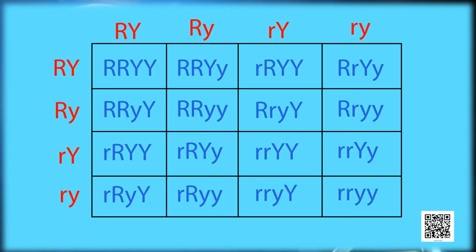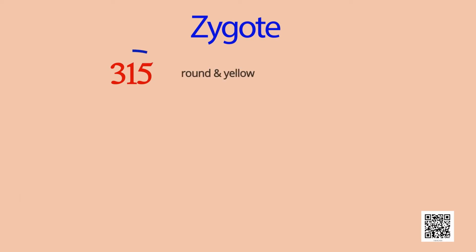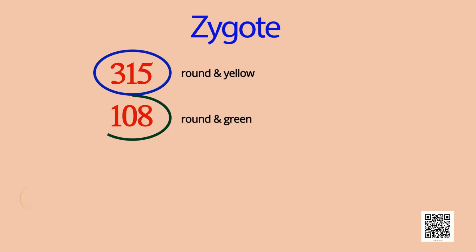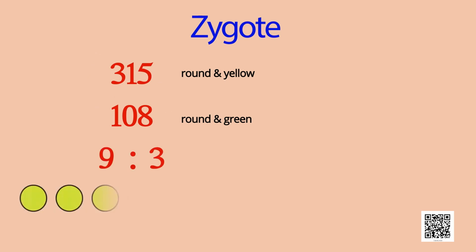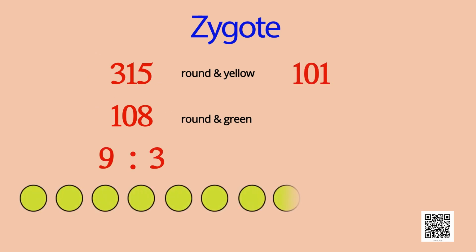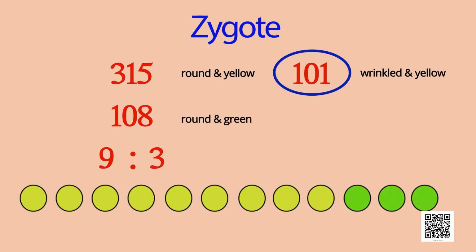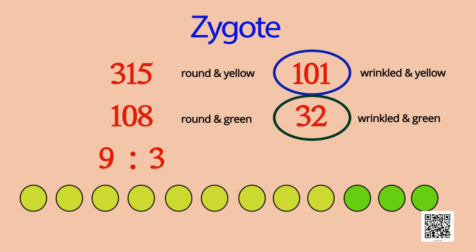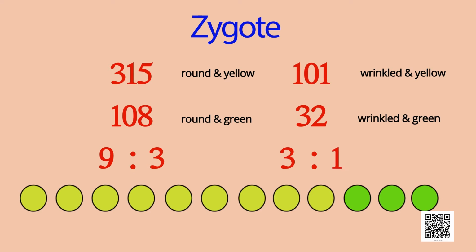Children, the results he received were that out of the total 556 seeds he studied, 315 were found to be round and yellow, and 108 were found to be round and green. They were in the ratio 9:3. Next, 101 were found to be wrinkled and yellow, and 32 were found to be wrinkled and green. They were in the ratio 3:1.